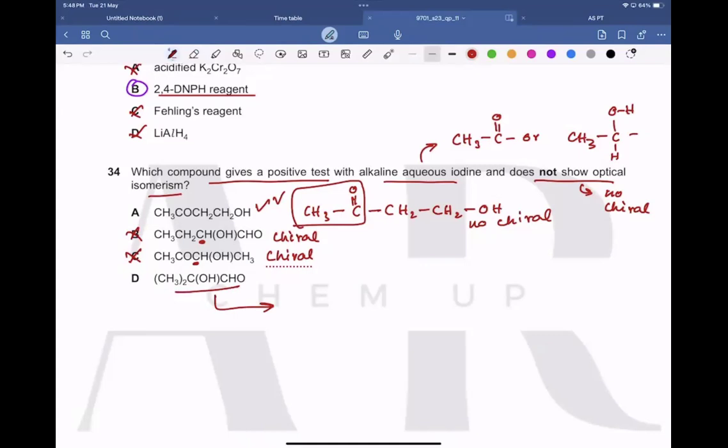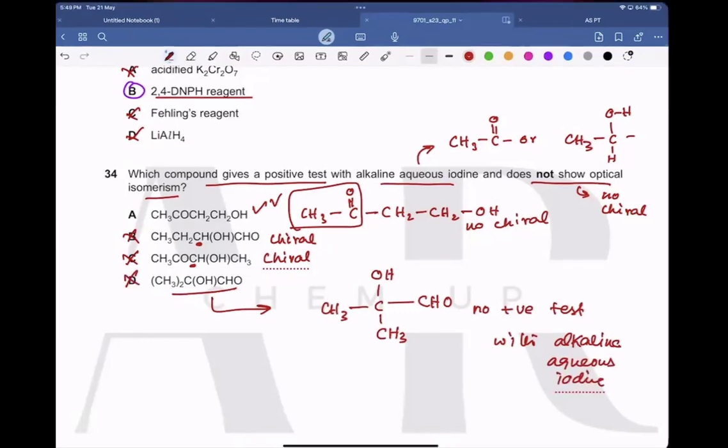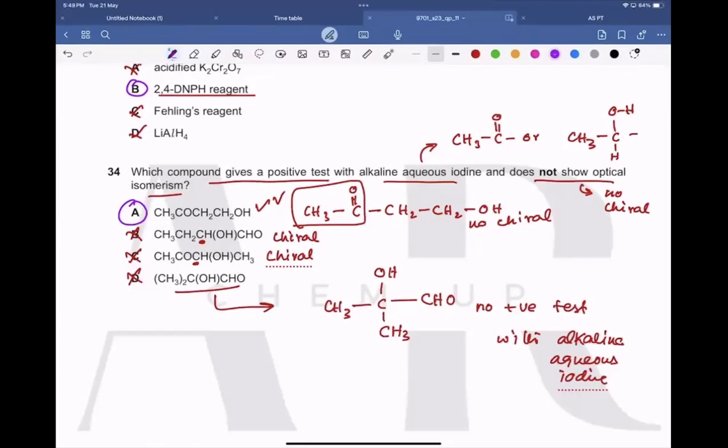no positive test with alkaline aqueous iodine as well. So that's why D goes wrong as well. So A is the correct answer.